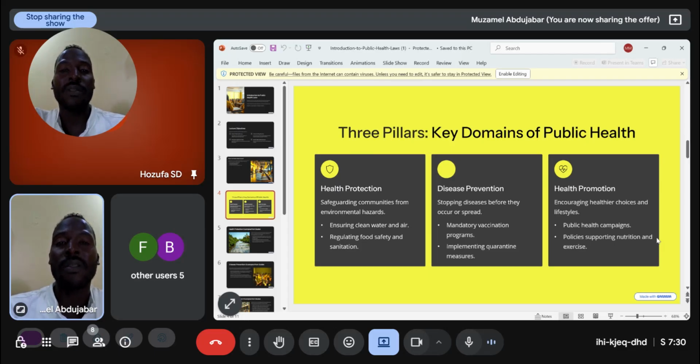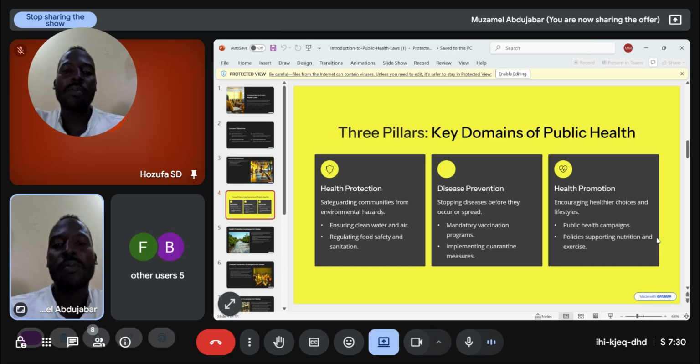This also can prevent disease. Additionally, during traveling, if you need to travel to another country, they require that you be vaccinated against COVID-19 or yellow fever or some other disease. That is prevention. When you are affected by a disease and not vaccinated, you can easily spread this disease to other people.